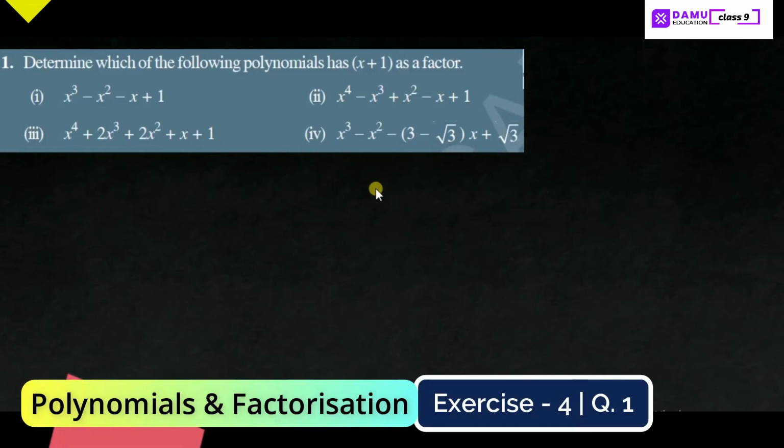So in this module, we are going to discuss: determine which of the following polynomials has x plus 1 as a factor. Here they have given x plus 1 as a factor, and we have to check whether it is a factor or not. According to the factor theorem, we'll have one theorem, that is the factor theorem.